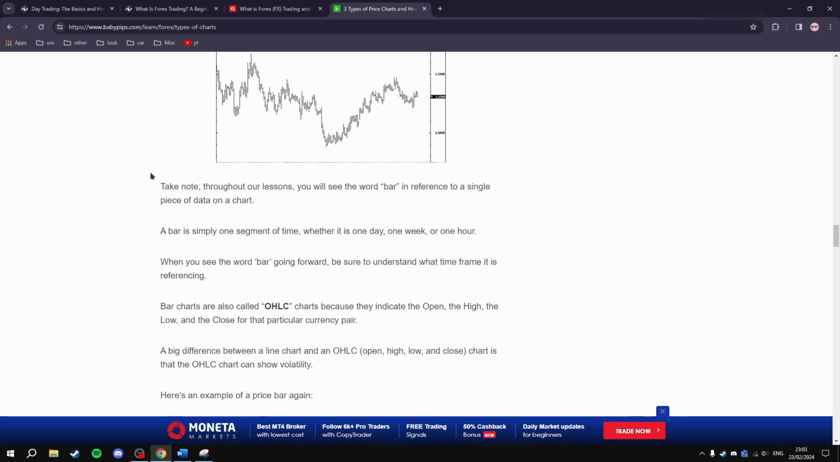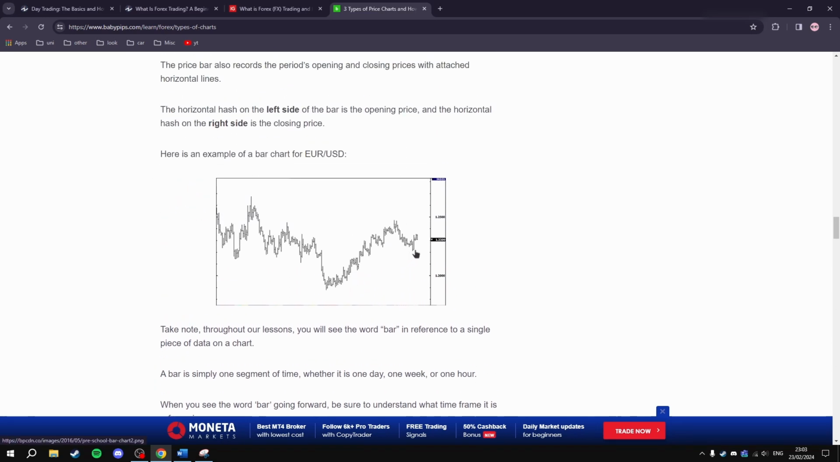So they say a single piece of data, which I assume means one single bar. So one bit there, one bit there.